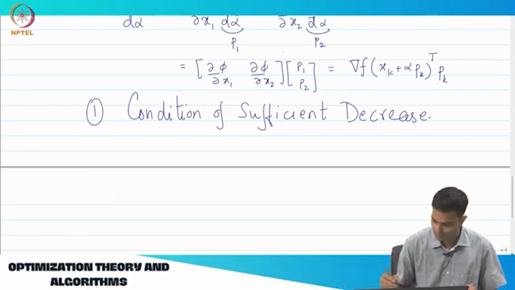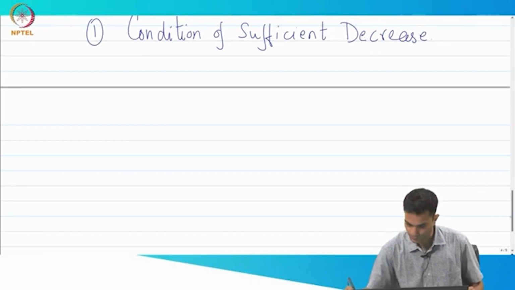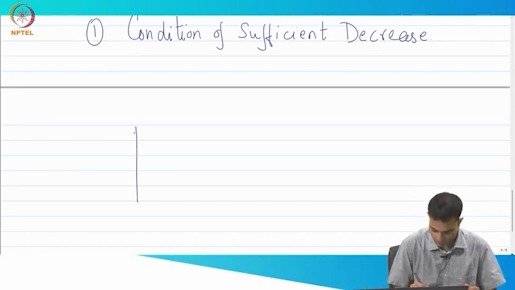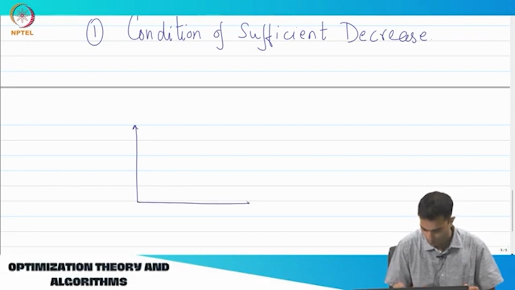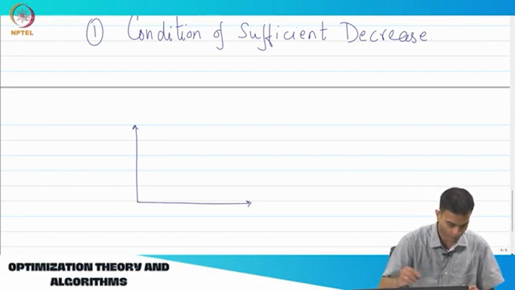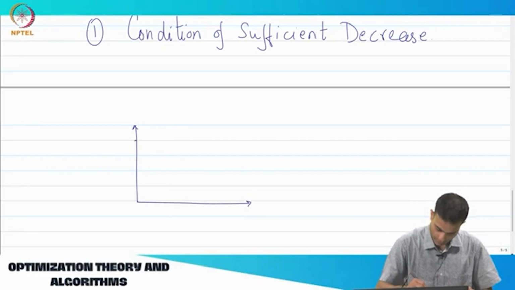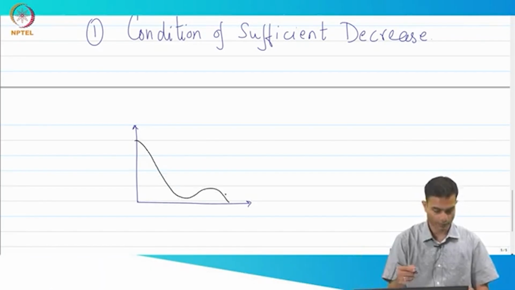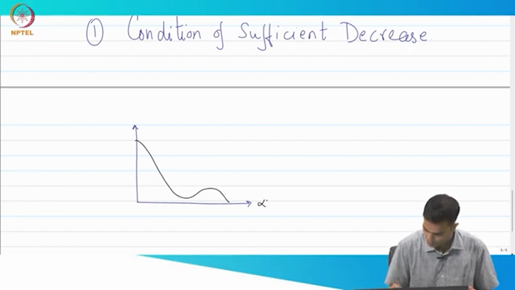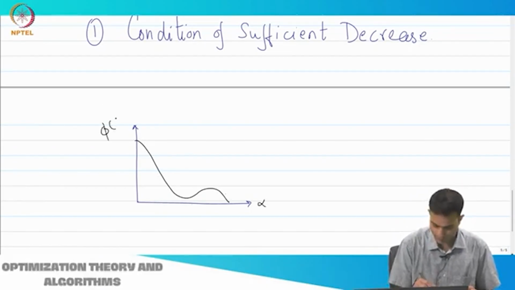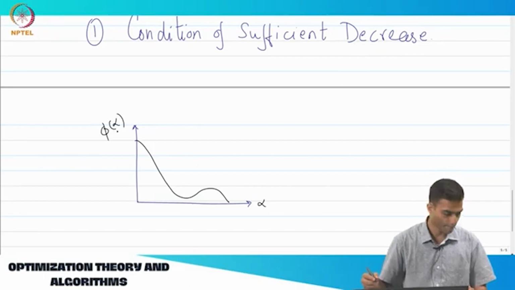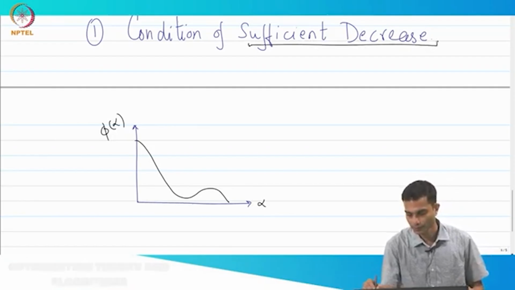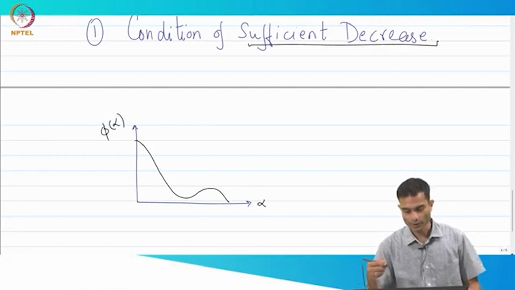So let's see what this means. I'm going to try to draw an explanatory graph over here. So this is my alpha. This is my phi of alpha over here. Now the condition of sufficient decrease, we will come to it more precisely soon.